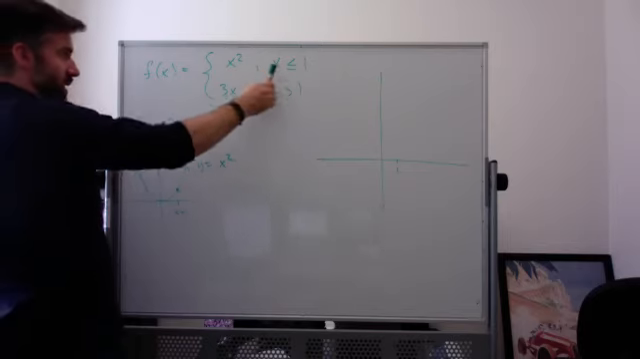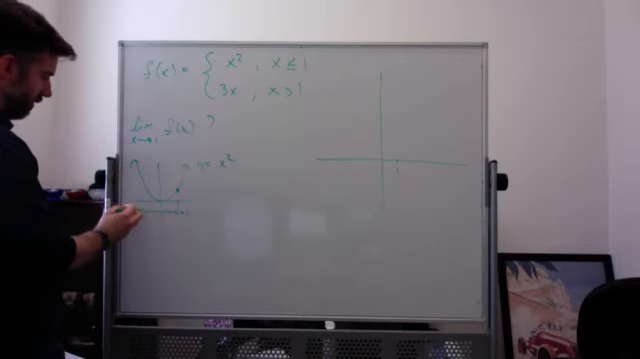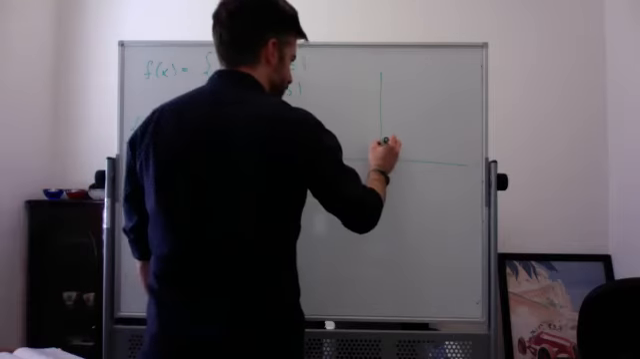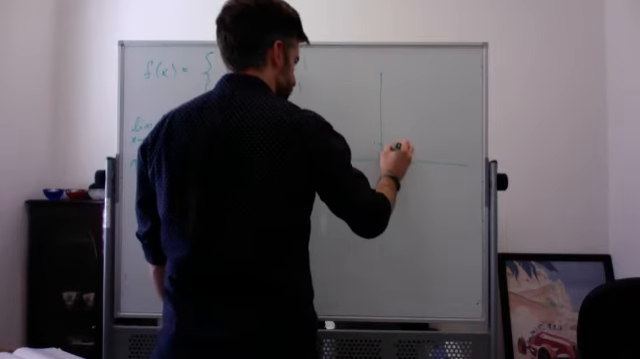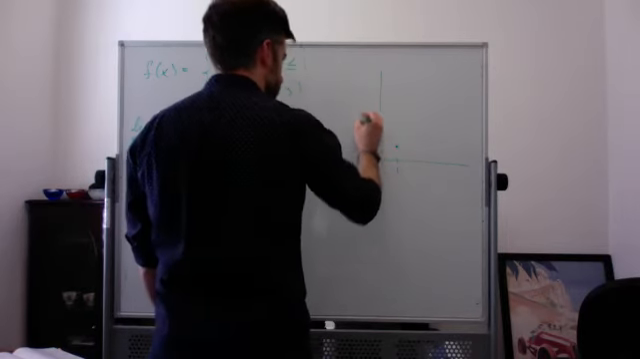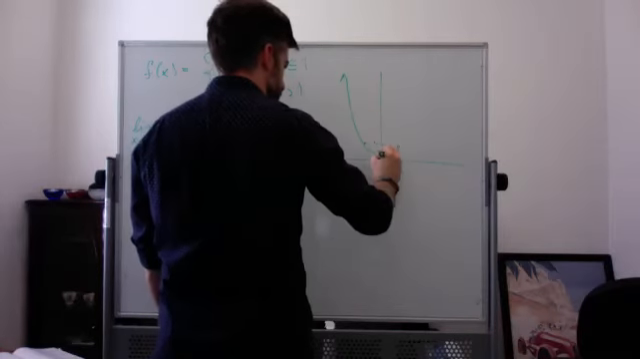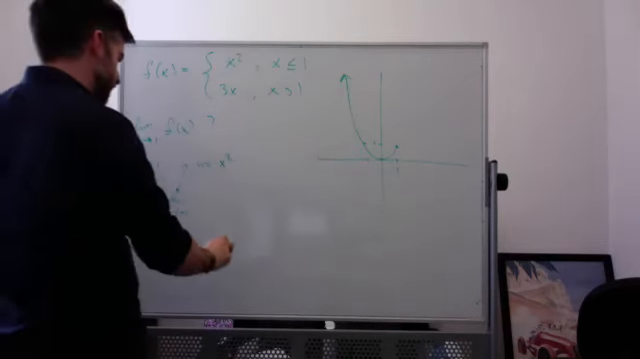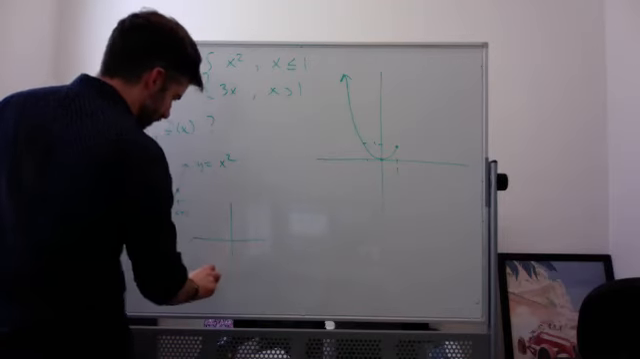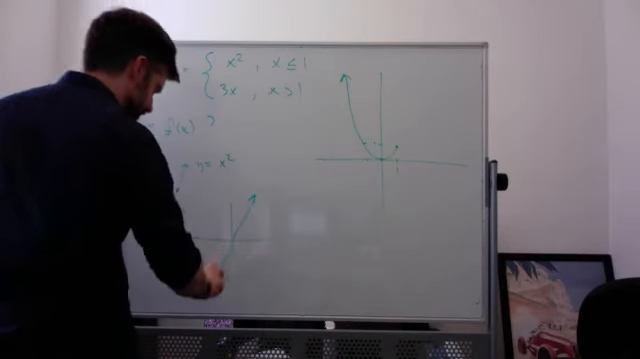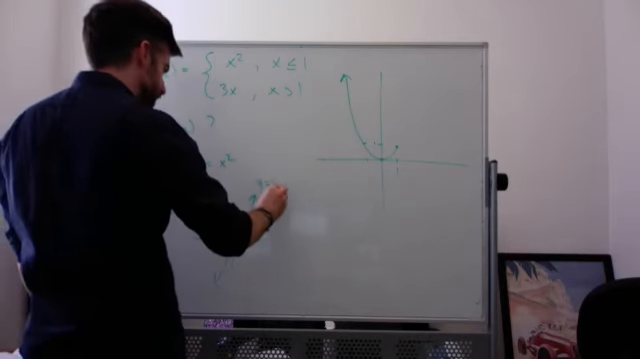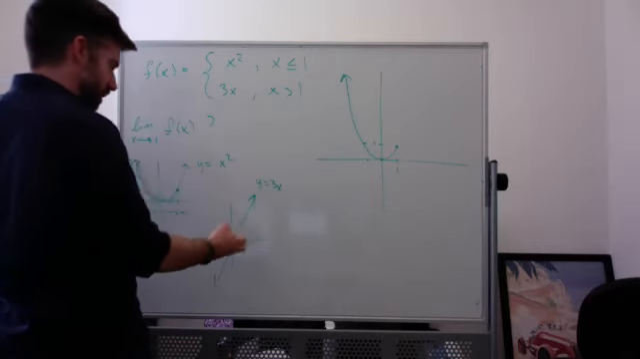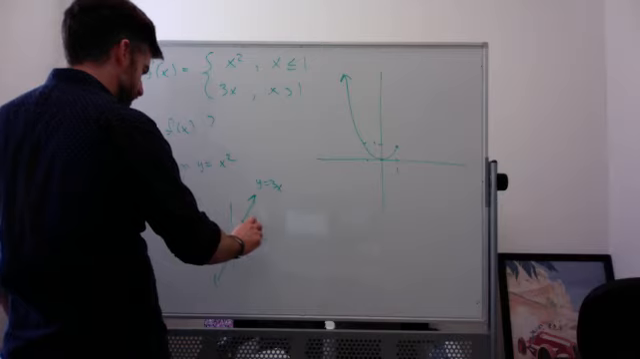So if x is less than or equal to 1, so everything to the left here, I'm going to get the x squared function up there. So I'm drawing it here. And then y equal to 3x, that's just a straight line that goes to the origin. It looks like that. And if I plug in 1, 3 times 1 is 3. So I've got the point 1, 3.